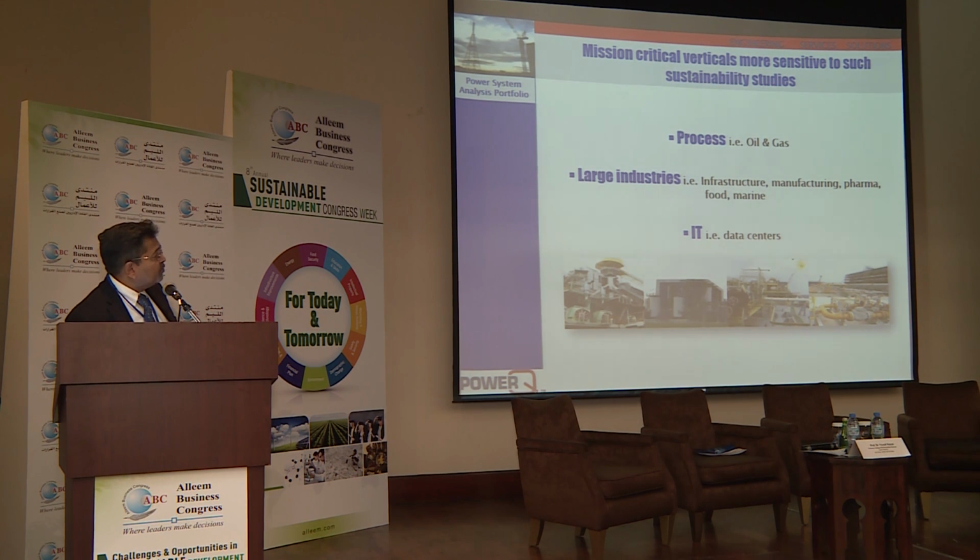And that's where I would say the verticals like process, that's oil and gas. Large industries is another important vertical for us, which is infrastructure, manufacturing, pharma, food, marine, and of course IT, which is data centers. They're power hoggers. So every 1 percentage point that we make a difference is going to make substantial differences. For example, a refinery is around 10 megawatts, which means around $500,000 of power almost every day. It's millions of dollars in the year. So even if we effect a 1% saving there, it's huge.